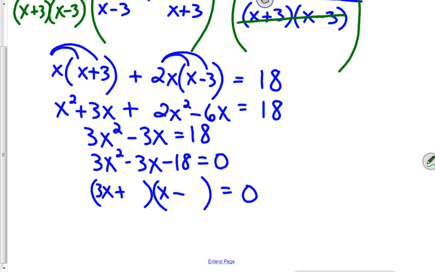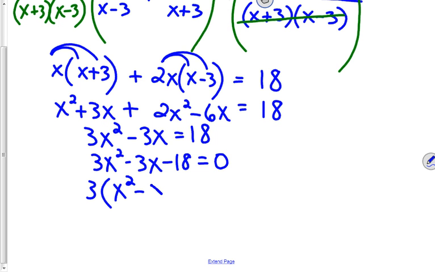So we just recognized that 3 goes into that, goes into that, goes into that. So yeah, instead of factoring it as this quadratic looks now, it would be easier to factor out a 3. So let's go back and do that. x squared minus x minus 6.